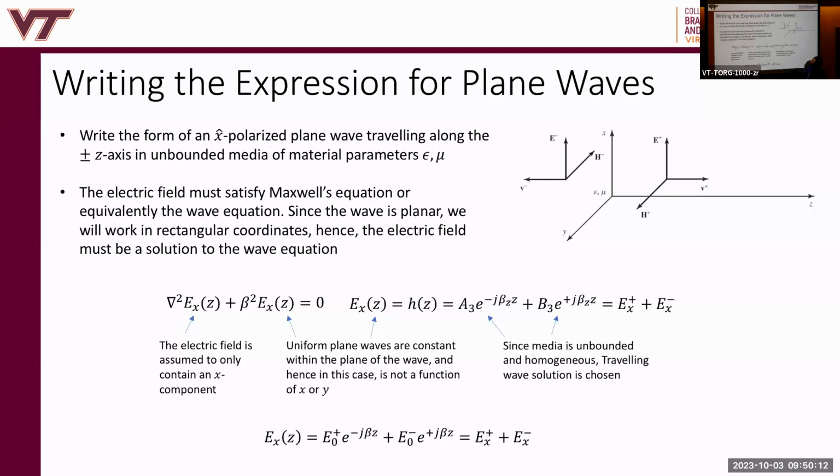The way we write this down is we go back to our solution. The electric field must satisfy Maxwell's equations, equivalently the wave equation. Since the wave is planar, we will work in rectangular coordinates. Hence, the electric field must be a solution to the wave equation. We solved this last lecture, right? Del squared E_x plus beta squared E_x. Why did I choose x? I guess you could solve any of them, right? But they're all the same in rectangular coordinates.